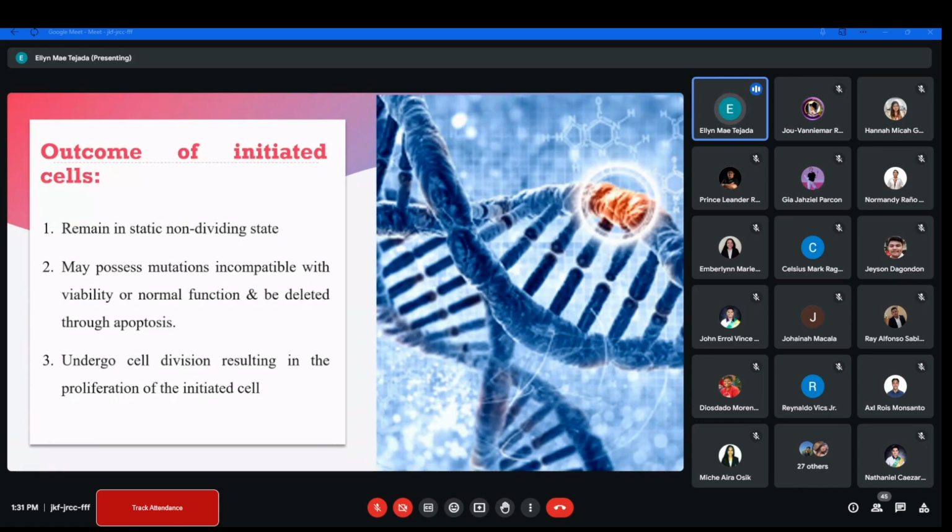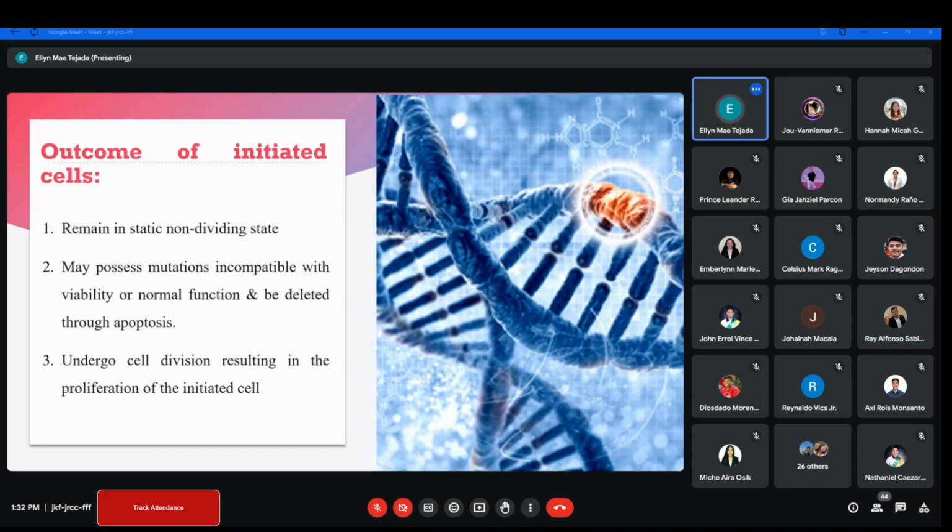Before I proceed with the outcome, take note that the initiation by itself does not appear to be sufficient for neoplastic formation. So once initiated cells are formed, their fate has multiple potential outcomes. And these are the following outcomes. The initiated cell can remain in a static, non-dividing state through influences by growth control via either normal surrounding cells or probably endocrine influence.